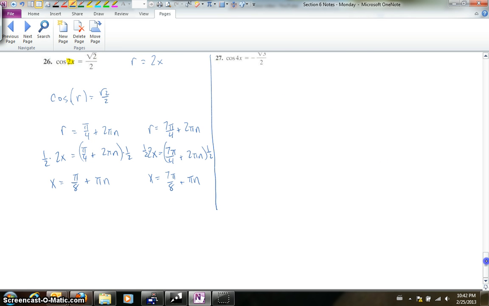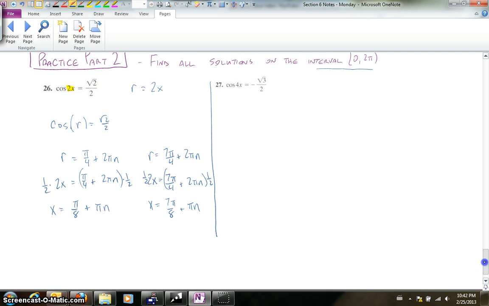Now, if we were asking for just the general solution, we'd be done, but this one is asking us for all solutions on the interval 0 to 2 pi. And so we're going to have to keep adding this pi to each of our answers until we start getting answers that are greater than 2 pi.